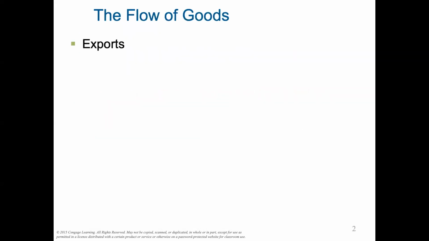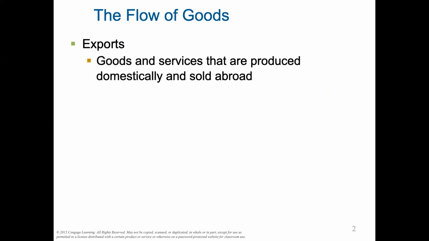So what is the flow of goods? Well, the flow of goods is two different things. They're called exports. Exports are the goods and services that are produced domestically and sold abroad. So if we produce something in the United States and we sell it somewhere else, it becomes an export. For instance, if we were to make orange juice in Florida and sell it in Canada, it would be an export.